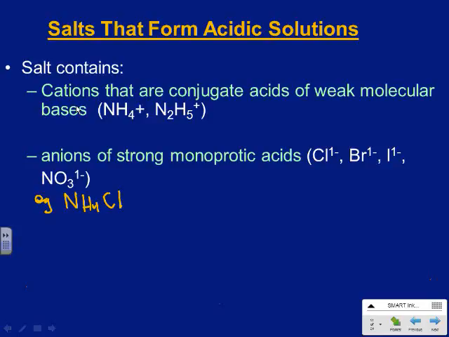So the example I'm going to do here is ammonium chloride. All right? I've already said the first thing you have to do is dissociate it. I'm not going to rewrite the dissociation. Let's just go straight from here. So let's say we have some ammonium chloride aqueous. We're going to dissociate that: NH4 plus, Cl minus.